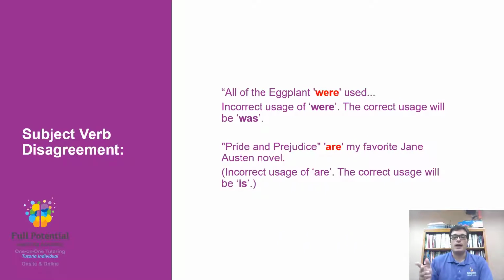Subject-verb disagreement is what happens when the subject and the verb disagree in number. For example, "all of the eggplant were used" is incorrect. "All of" is singular thanks to the word eggplant. "Were" is plural, but should be singular. So, "were" can be changed to "was" to make it correct, and it reads, "all of the eggplant was used." That way they agree in number. "Pride and Prejudice are my favorite novel" is also incorrect, because Pride and Prejudice is a singular title. Ergo, "Pride and Prejudice is my favorite novel" is correct.